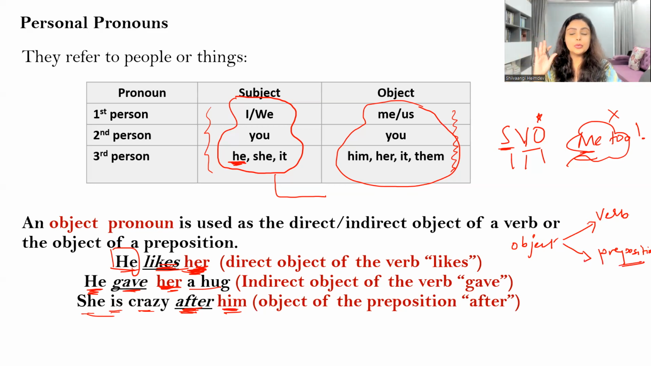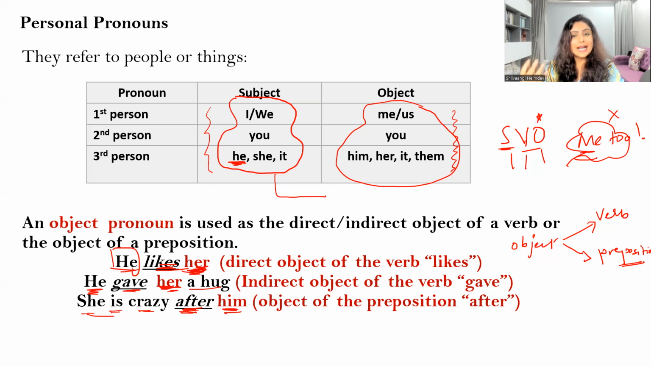So an object pronoun will always be an object either of the verb or of the preposition. Nothing beyond that. Trust me, nothing beyond that. So what did we learn from this slide? We learned that we should always use a subject pronoun as the subject in the sentence, and an object pronoun as the object in the sentence. However, whenever we are comparing, what do we compare?